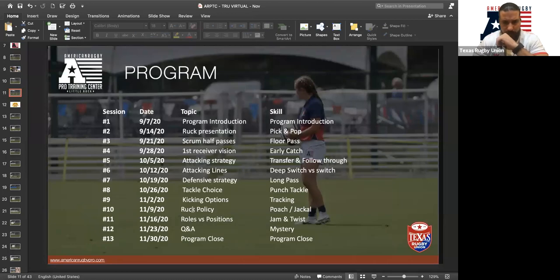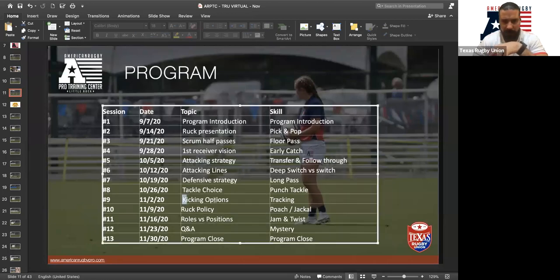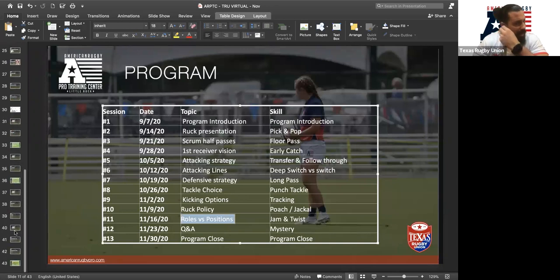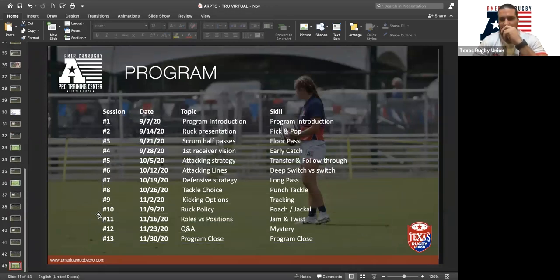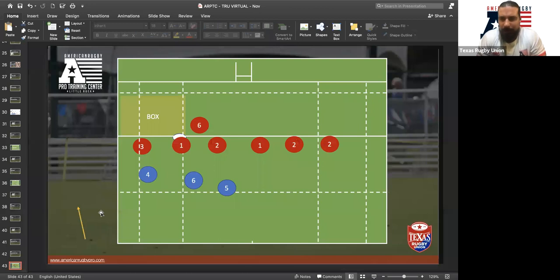I moved kicking options from this week because it made sense for tackles, but we've got kicking options, and then we've got roles versus positions, which is what we talked about. And the roles versus positions will be quite a useful, different way to see the game, maybe. So hopefully that'll be useful as well.